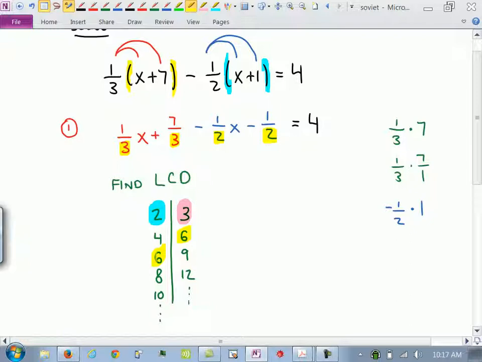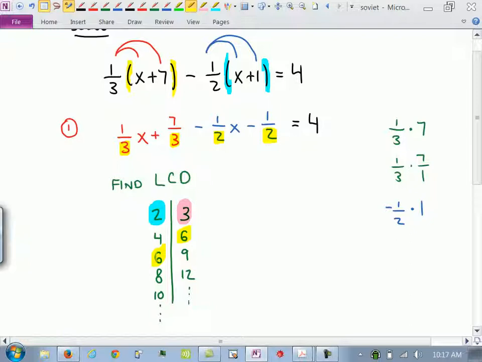Now, for those of you who may have come from another class, there's like 100 different ways to teach how to find LCDs, right? Some of them you do like a factor tree, and then you write all the factors, and it can get really complicated. This, to me, is the cleanest, quickest way, as long as you can come up with the multiples.